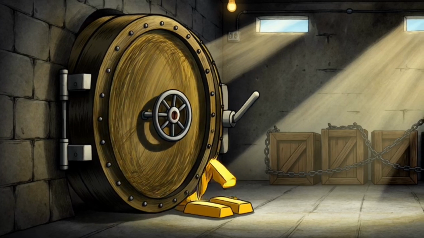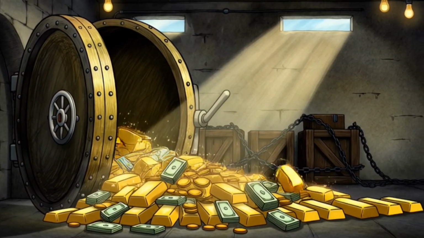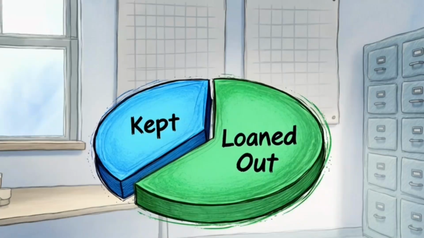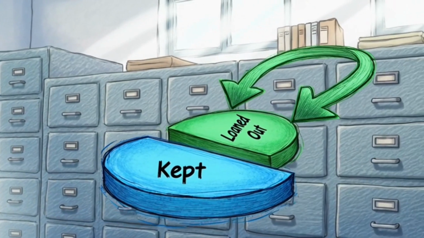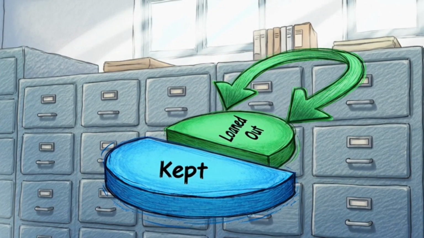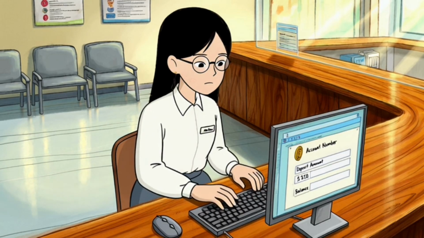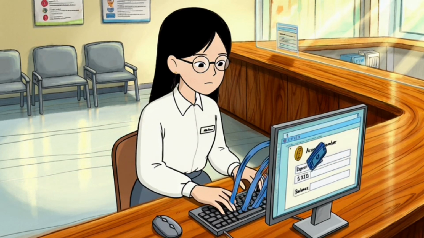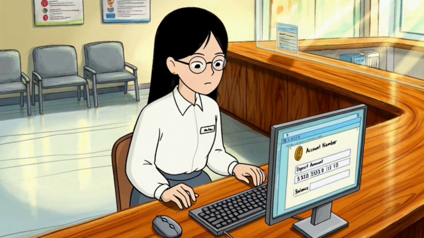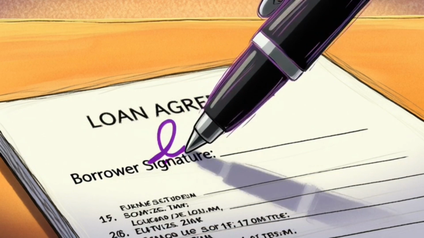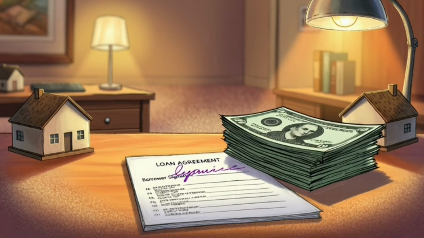When the commercial bank receives those new reserves from the central bank, they are not required to keep all of it locked away in a vault. Regulatory standards allow them to keep only a small fraction of those deposits, while lending out the rest to businesses and individuals. When a bank issues a loan, they do not hand over a bag of cash. They simply type numbers into the borrower's account, creating a new deposit that acts as money. This means that the money you borrow to buy a house or start a business did not exist until the moment you signed the loan agreement.